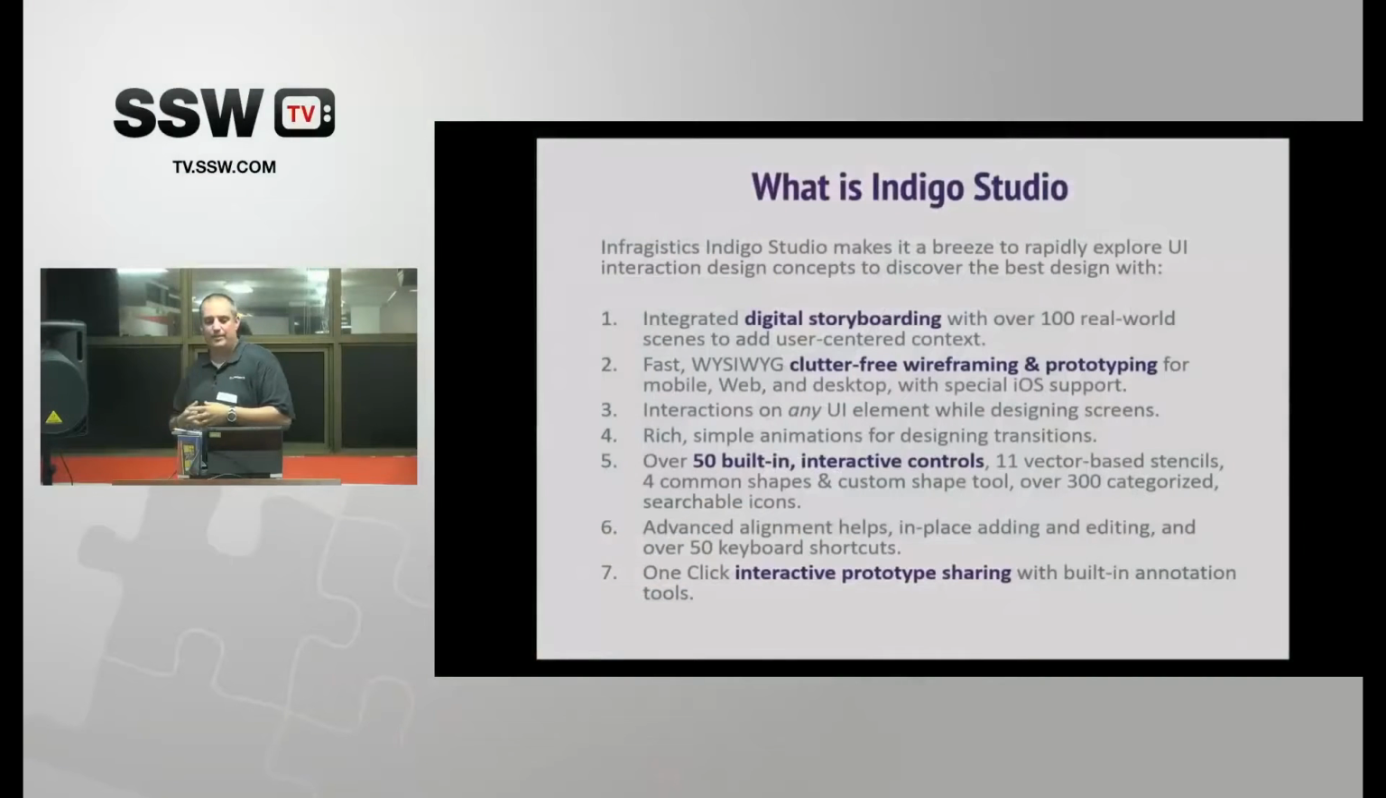So Indigo Studio makes it a breeze to rapidly explore UI interaction design concepts. So what makes this different than something like PowerPoint, right? Where in PowerPoint you have stencils, in Visio you have stencils, Indigo Studio has the ability for you to put your design in the context of use of when it's going to be used by the user. So I can say that this particular screen can be used by someone on a mobile phone in an airplane. And we provide those stencils to show that context of use.